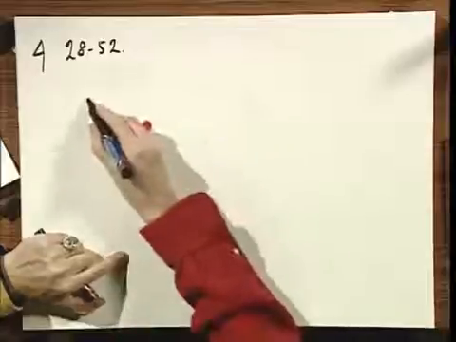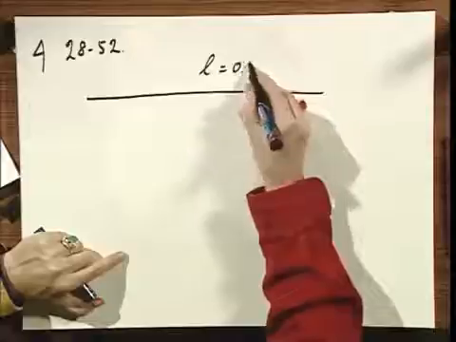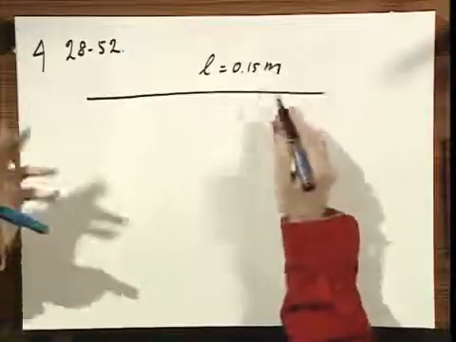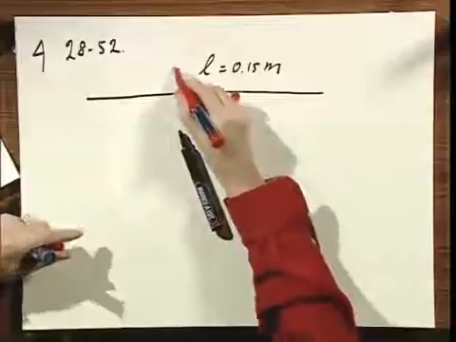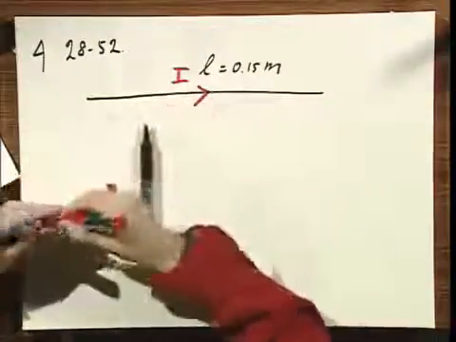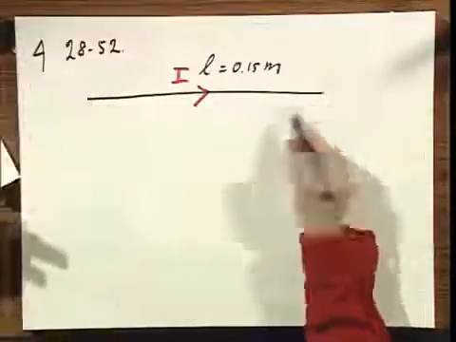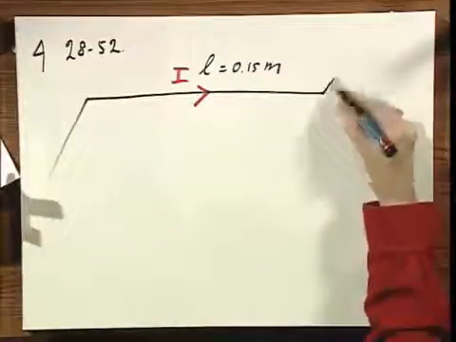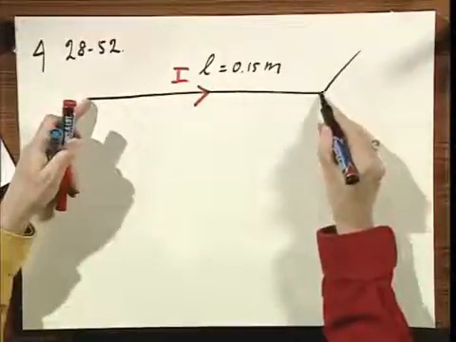I have a wire which has a certain length, L, which is 0.15 meters, and I have a current in that wire. Now that's a little bit funny, because you can't have a current in a wire with a certain length, because then you get pile-up of charge. So let's assume that the wire continues here and continues there, but we're only considering this portion.